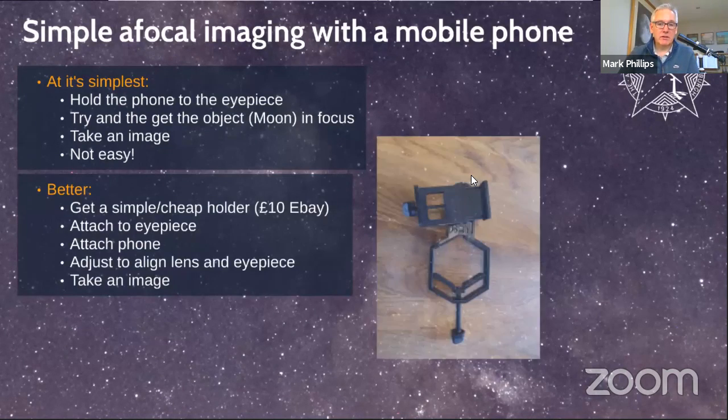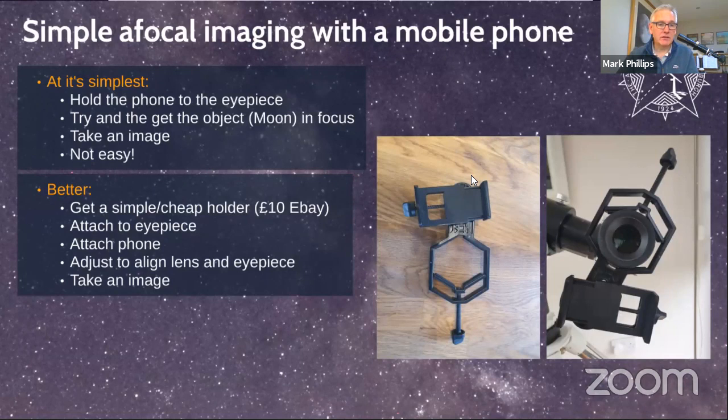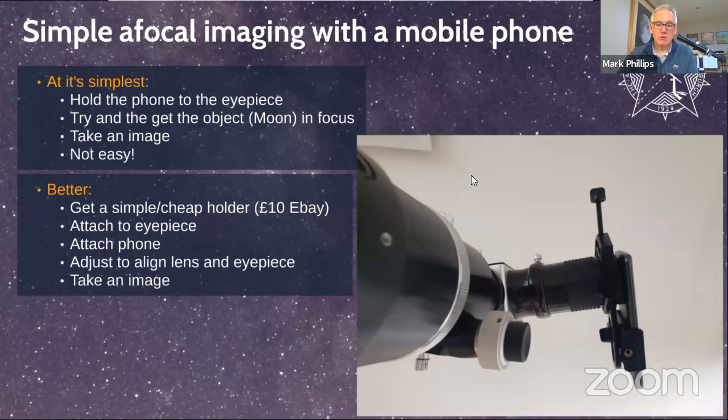Better yet, get a simple holder like this off eBay. It's about 10 quid. You can get a really fancy one like Peter's got, which costs you about 4 times that, I think. And it is a lot better. It gives you a lot more fine movements and fine adjustment. But I find this one is very easy to get your camera aligned really well. And it is £10 or less. So you attach it to the eyepiece like that. You stick your phone on it and align it to the lens of the eyepiece, and you take an image.